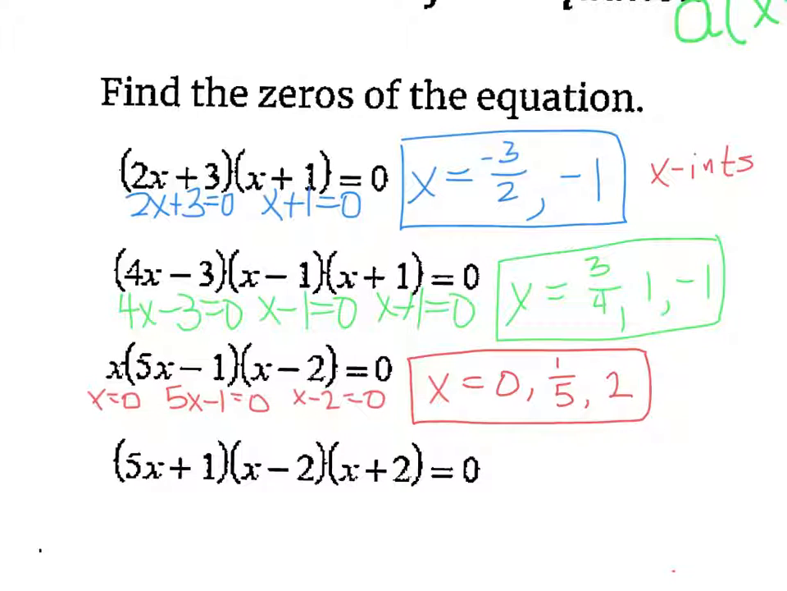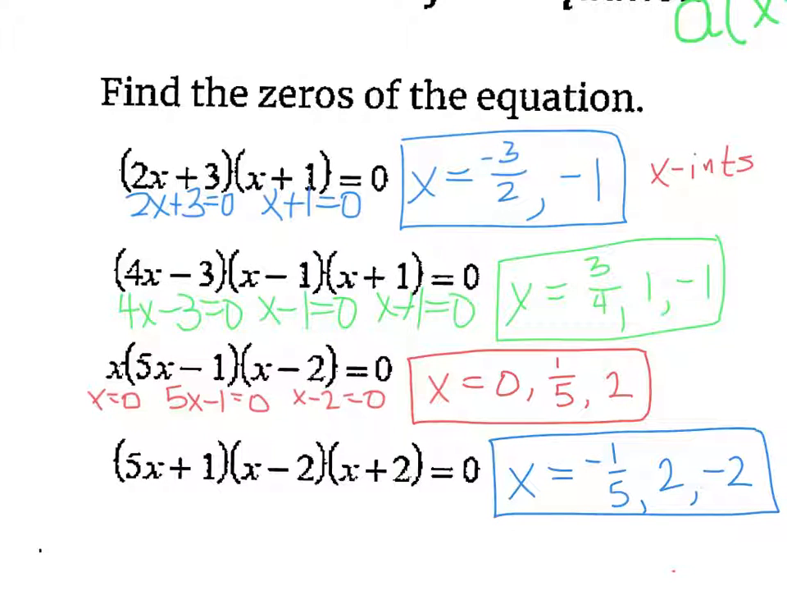On our last one, three factors equal to 0. How many solutions will we have? We will have three solutions for x again. What do we get? Well, set it equal to 0. I get -1/5 for x. Set it equal to 0. I get 2. Set it equal to 0. I get -2. Remember that these are also the x-intercepts for the graph.